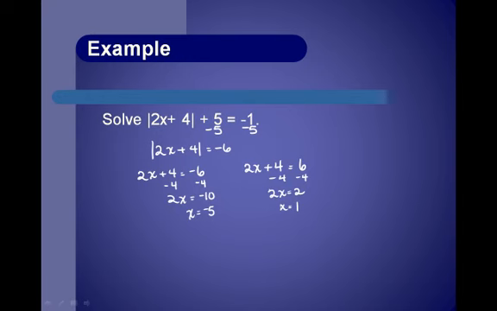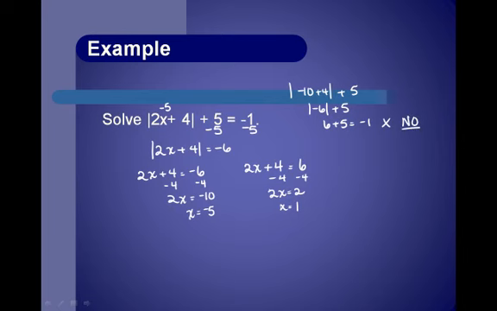But what I want you to notice is when we go back and check these, if we go back and plug in negative 5, that would give us the absolute value of negative 10 plus 4 plus 5, which would give us the absolute value of negative 6 plus 5. Well, the absolute value of negative 6 is 6. Do you notice that 6 plus 5 is not equal to negative 1? Therefore, that solution does not work.